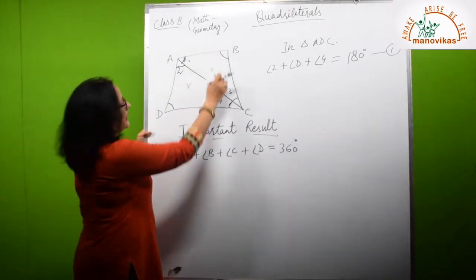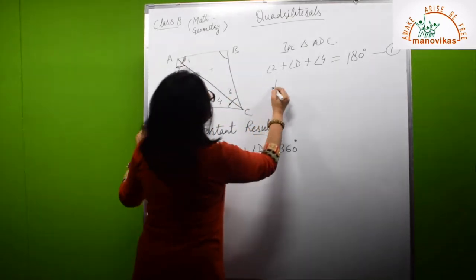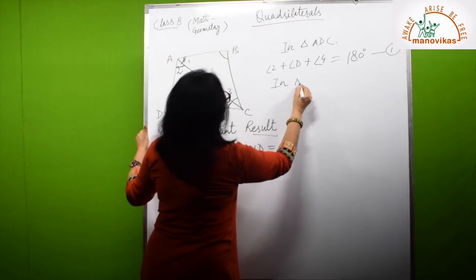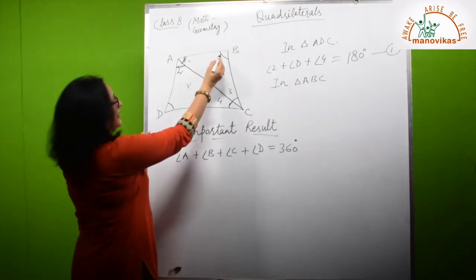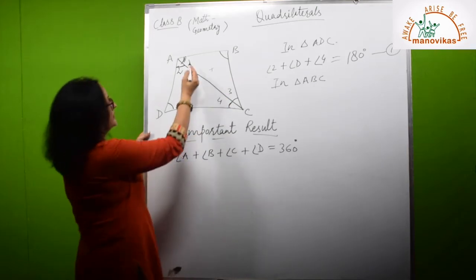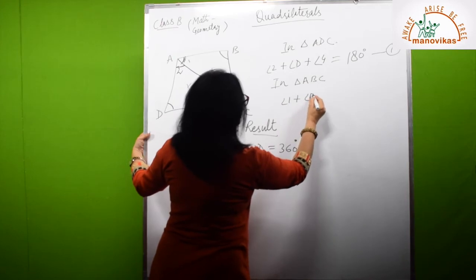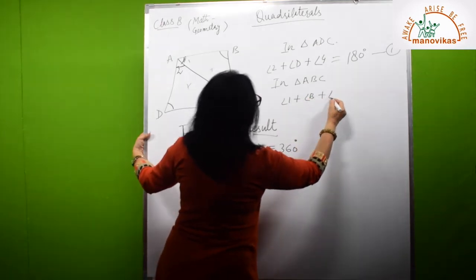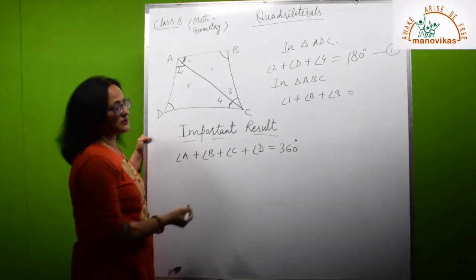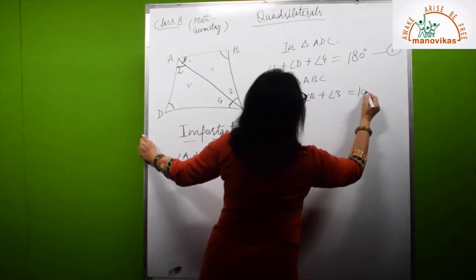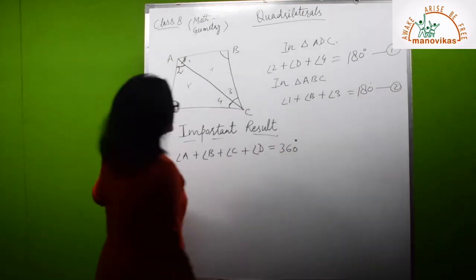In the same way we will take another triangle, ABC. So you will mention the triangle. In triangle ABC, again add all the three angles of this triangle: angle 1 plus angle B plus angle 3. The sum of all the three angles is equal to 180 degrees. This is equation number 2.